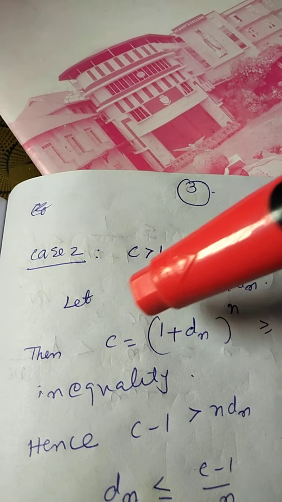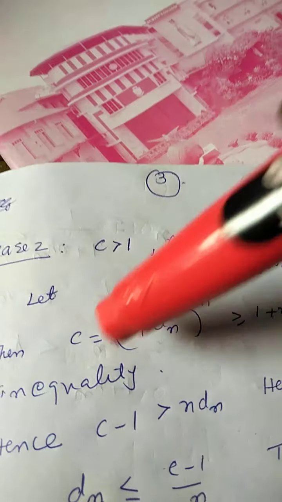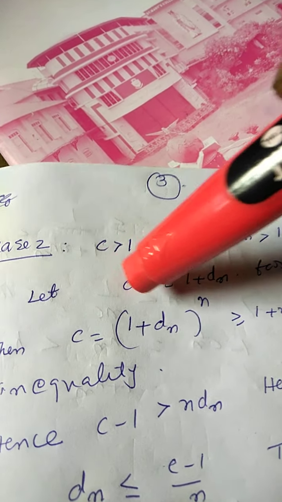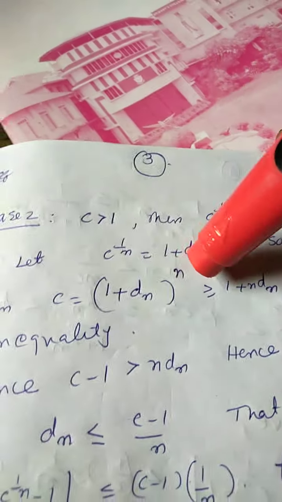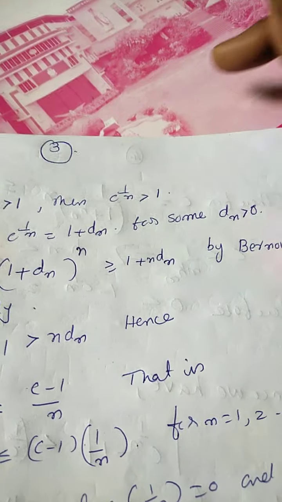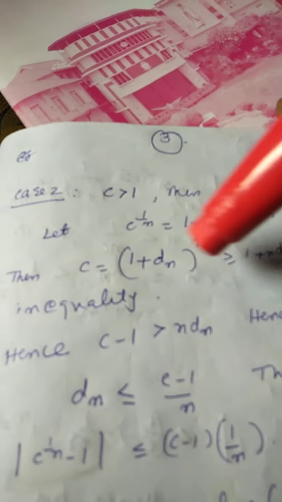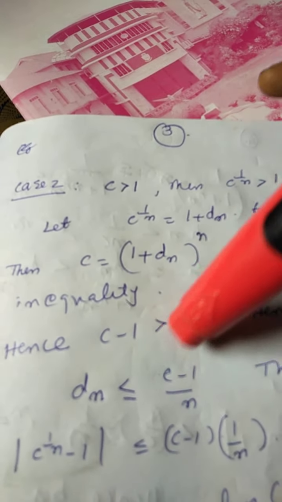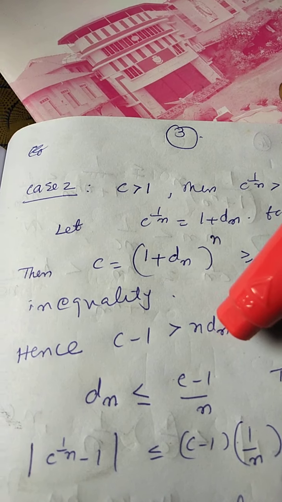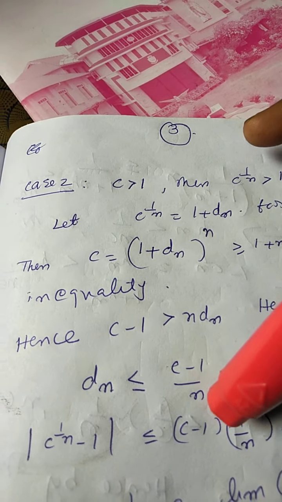Then we have c raised to 1 by n equal to this, so that c equals c raised to 1 by n, the whole raised to n. That's equal to 1 plus dn the whole raised to n, which is greater than or equal to 1 plus n dn by Bernoulli's inequality. Hence, considering these two parts, c minus 1 is greater than n into dn. So, dn is less than c minus 1 by n.